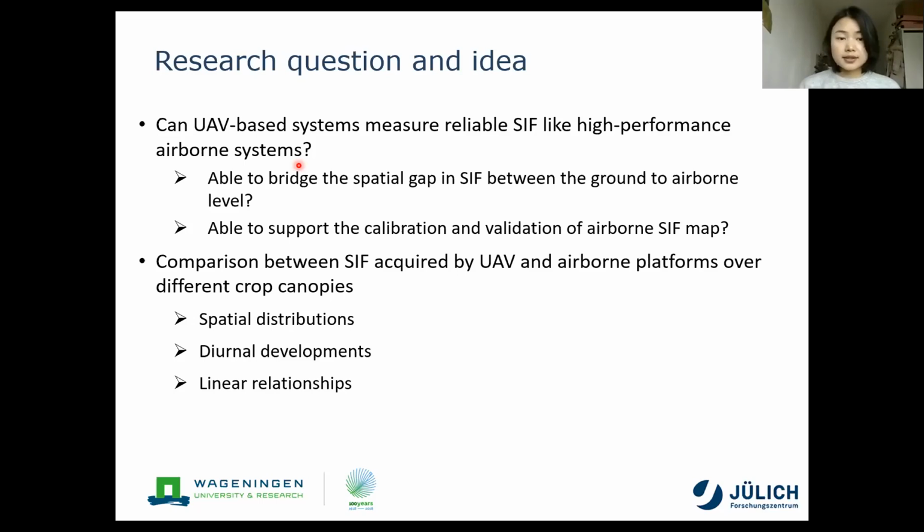So to answer this question, we compare SIF acquired by UAV and airborne systems over different crop canopies. The spatial distributions, diurnal development, and linear relations are compared.